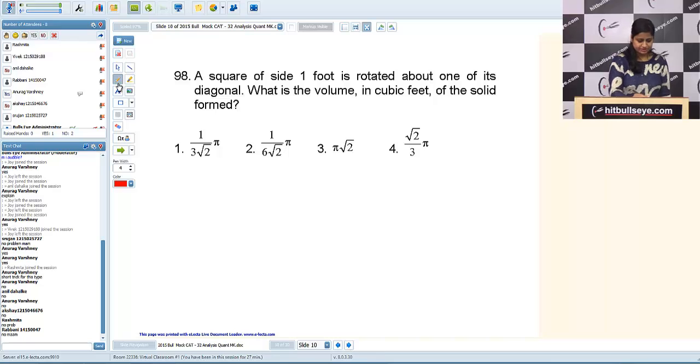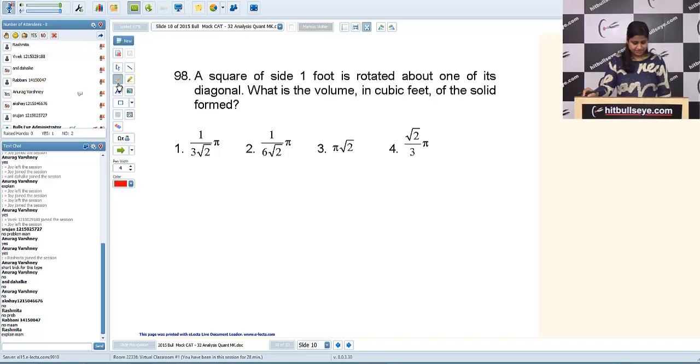98. Yeah, that was a question of visualization. Yes, Rashmita, let us see. A square of side 1 foot is rotated about one of its diagonals. It means, say this is the square and it is rotated about this diagonal. The side length is 1, so the diagonal length will be √2. If you rotate it, you will get two cones. One is this way. They are meeting at the diagonal. That was a question of visualization. Can you visualize that, Rashmita?